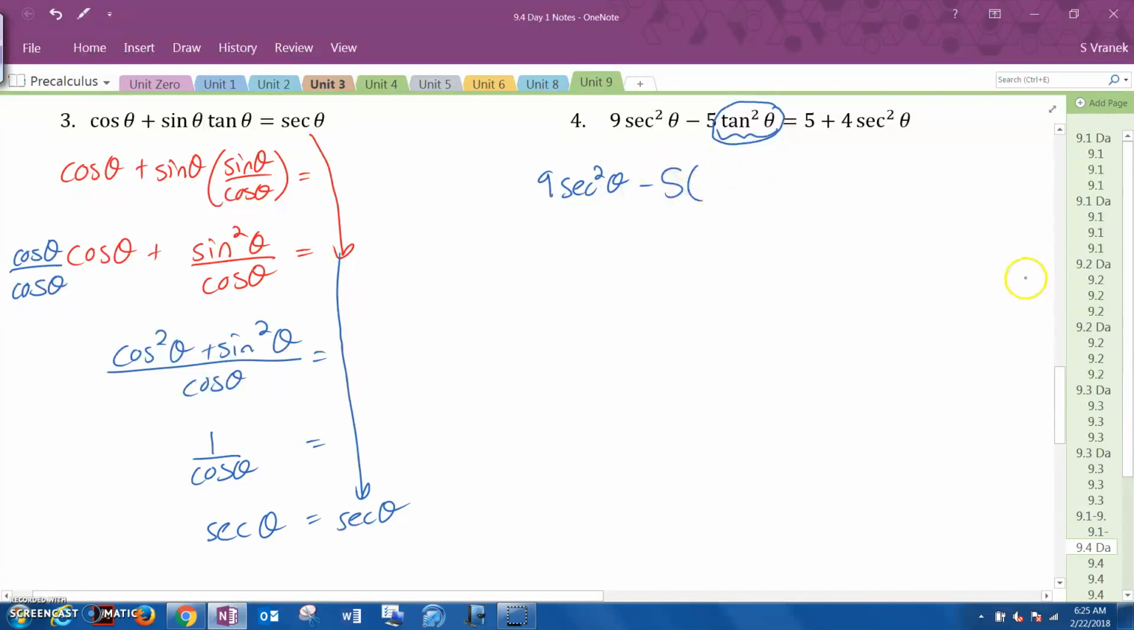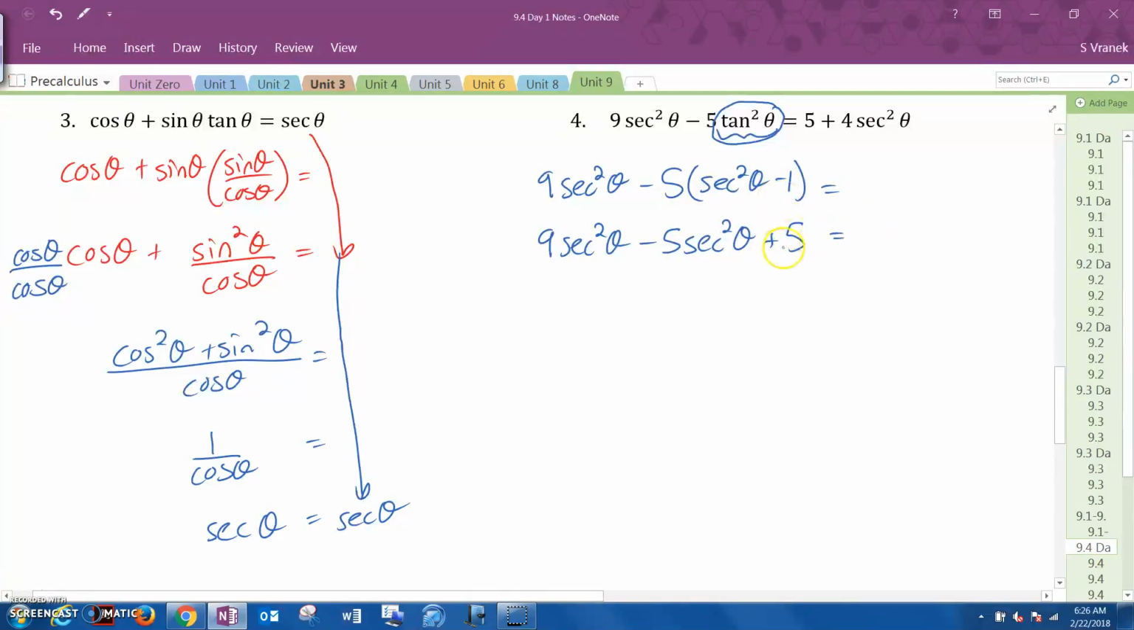And if you look at your identity, it's 1 plus tangent squared equals secant squared. So if you solve for tangent squared, it's secant squared minus 1. So I subbed in for tangent squared its identity. Now it looks like the only thing I can really do is distribute that 5. So let's see what happens. Or negative 5, I should say.